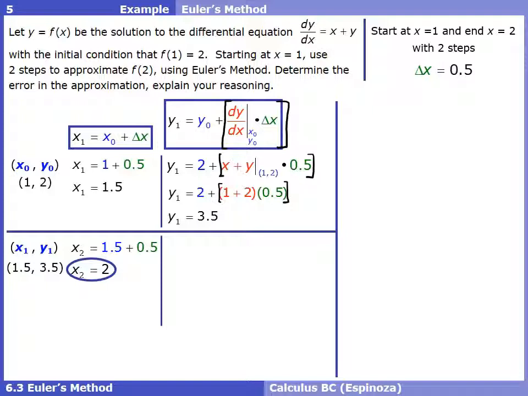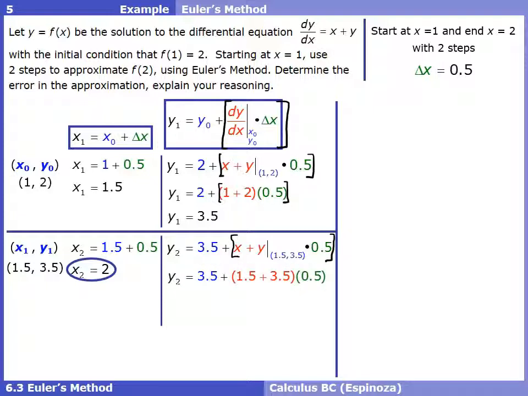We want to approximate f of 2, so we're at the x value of 2 here, so we can stop after this step. So we need to find our new y value, the approximation for our function at 2. We need to take the old y value of 3.5 and add to it the derivative evaluated at our point times the step size of 0.5.